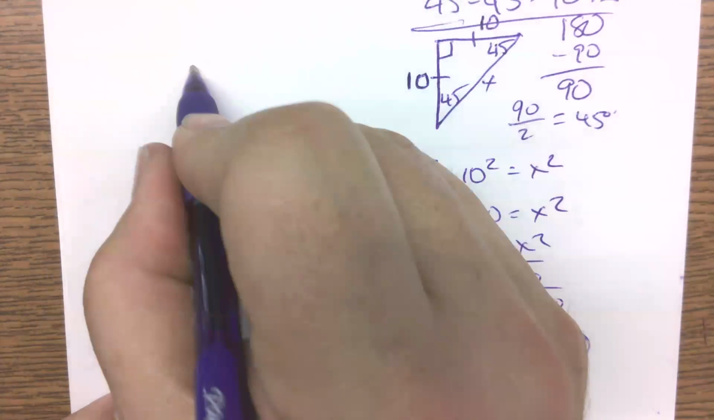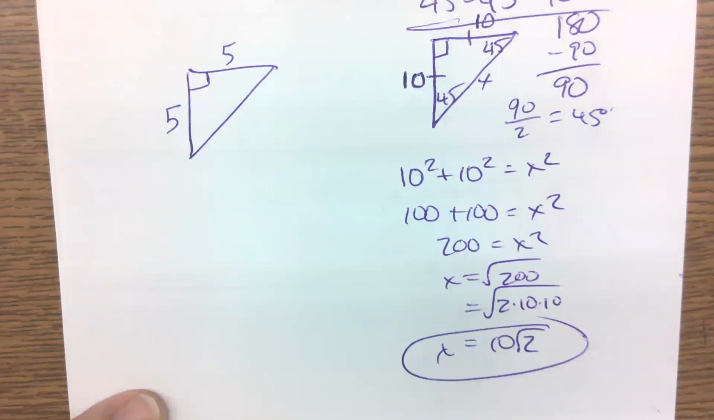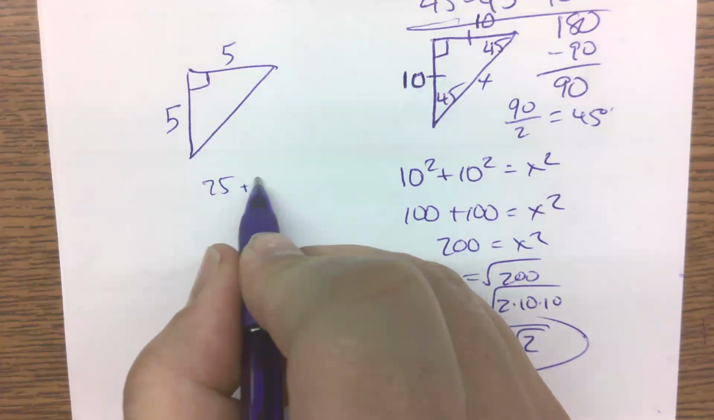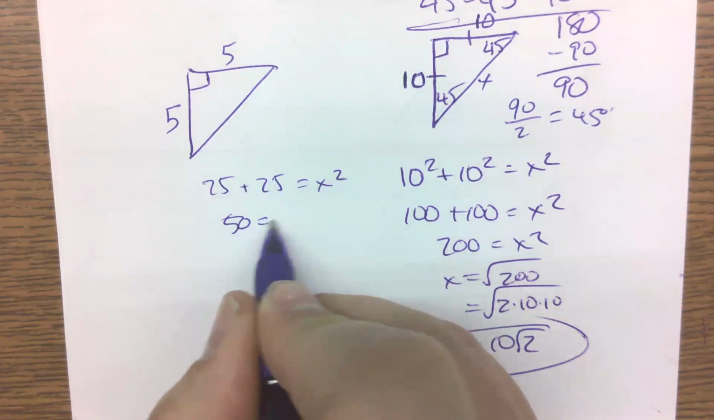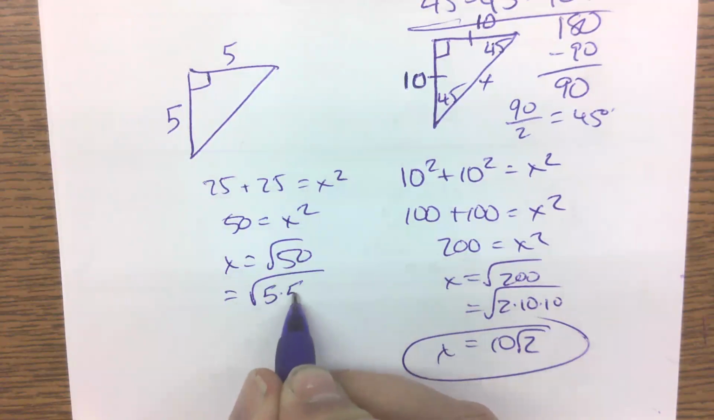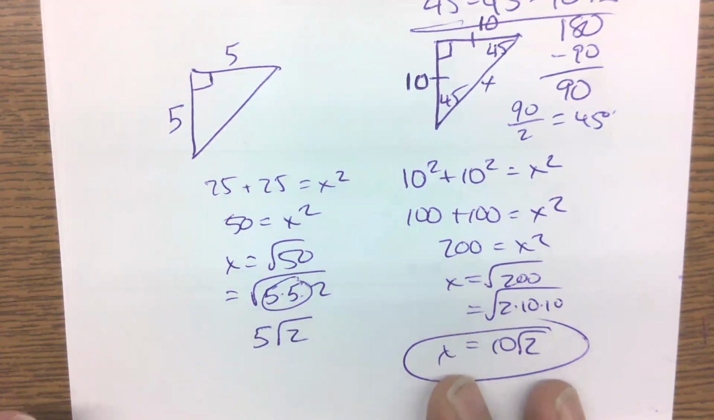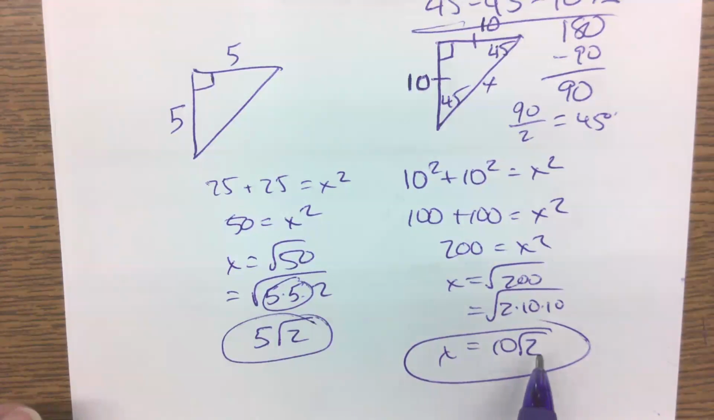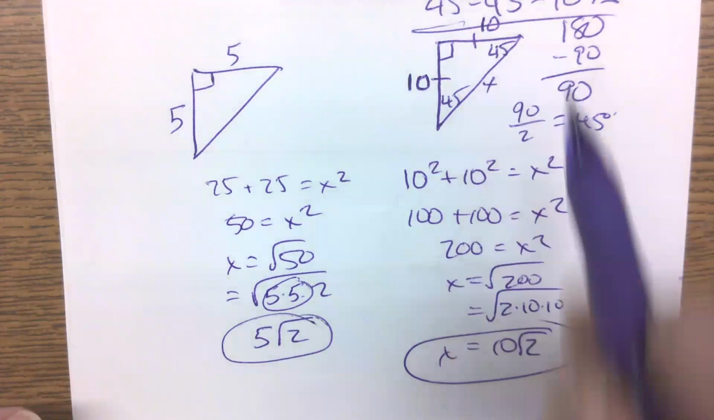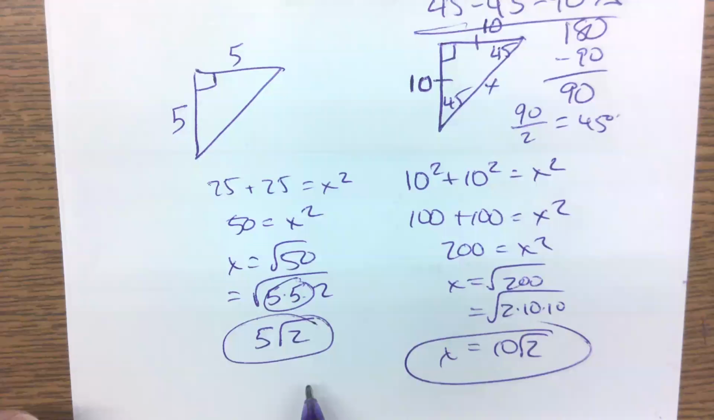Now, what if I had a different 45, 45, 90 triangle and this were 5 and this were 5? How big would this be? So it'd be 25 plus 25 equals x squared. 50 equals x squared. X equals root 50, which is 5 times 5 times 2. 5 root 2. Agreed? Notice I'm not turning them into decimal equivalents. When the side lengths are 10, the hypotenuse is 10 root 2. When the side lengths are 5, the hypotenuse is 5 root 2.